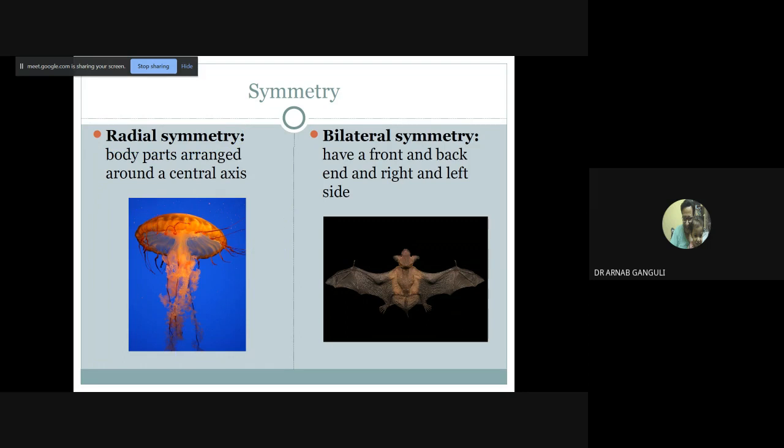On the other hand, you have bilateral symmetry. If you divide along one plane, you get only two equal halves. If you divide from other angles, you will not get two equal halves. So this is the concept of symmetry in the living kingdom.